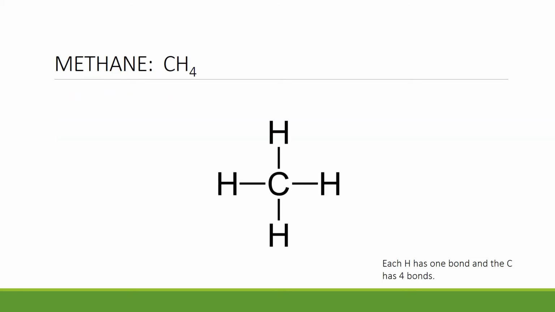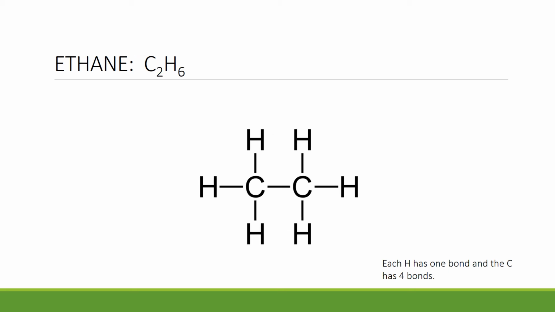The first molecule is CH4 or methane. Remembering that carbon can form 4 bonds and each hydrogen can form 1, this is the only arrangement that we could make that meets both of those criteria. So carbon in the center and hydrogen on each side of carbon. Then you need to recount. Does carbon have 4 bonds? Yes, it does. And does each hydrogen have 1 bond?